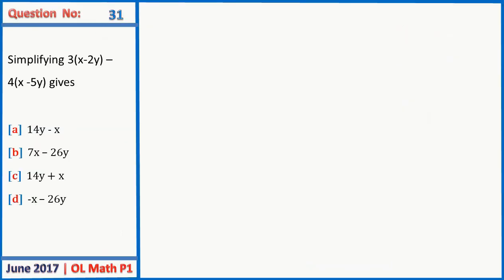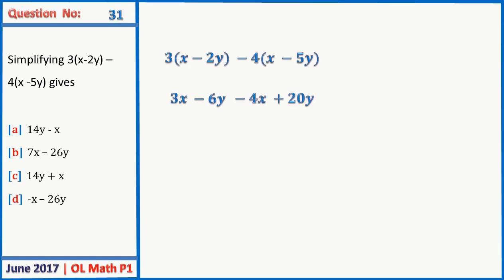Question number 31. Simplifying 3 into x minus 2y minus 4 into 5 minus y gives. We open out the brackets. That's the first thing. So that will give us 3 times x, 3x, 3 times minus 2y, minus 6y, minus 4 times x, minus 4x, minus 4 times minus 5y gives us plus 20y. Bringing like terms together, we have 3x minus 4x, minus x, minus 6y plus 20y gives us plus 14y. That's the answer, but you can rewrite it as 14y minus x. So the key is A.